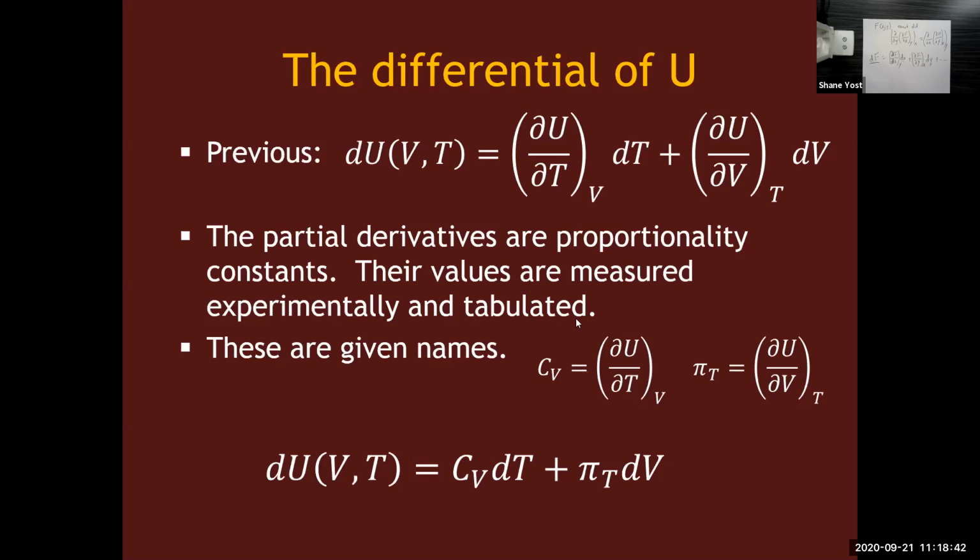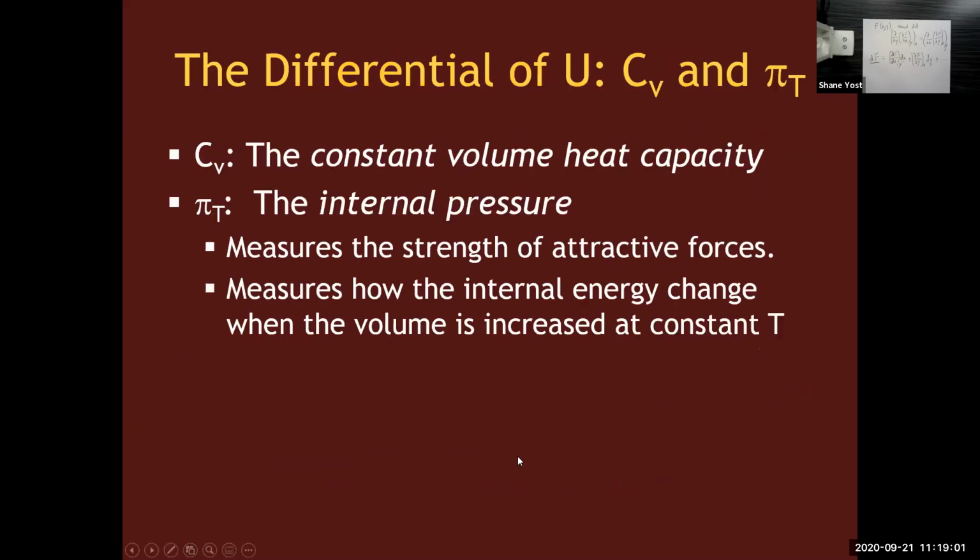And we'll see why, for an ideal gas, this term is 0 and this term is the only thing that matters, since an ideal gas doesn't have any intermolecular interactions. So our change in internal energy is related to CV dT plus pi sub T dV. And pi sub T, this internal pressure, is a measure of the strength of the attractive forces.